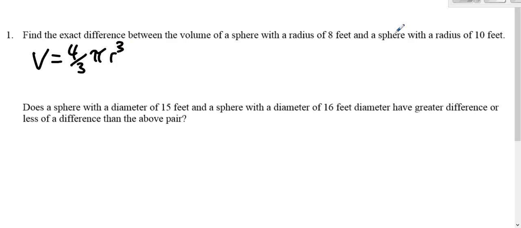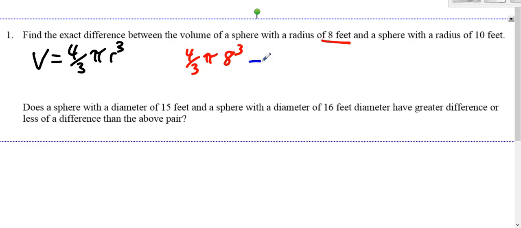So for the 8-foot radius, we do 4/3 pi 8 cubed. So 8 to the third power is 512 times 4, you get 2,048.